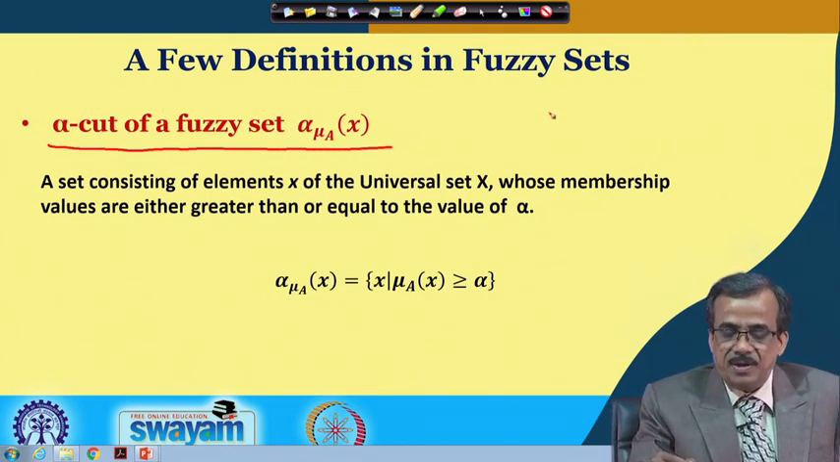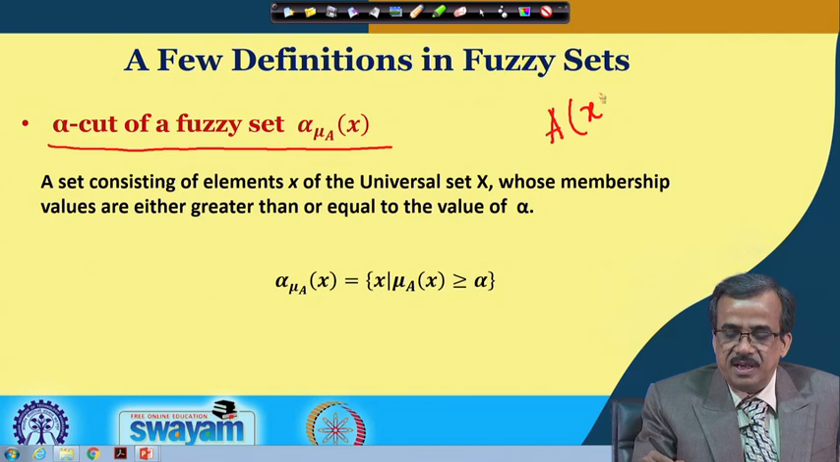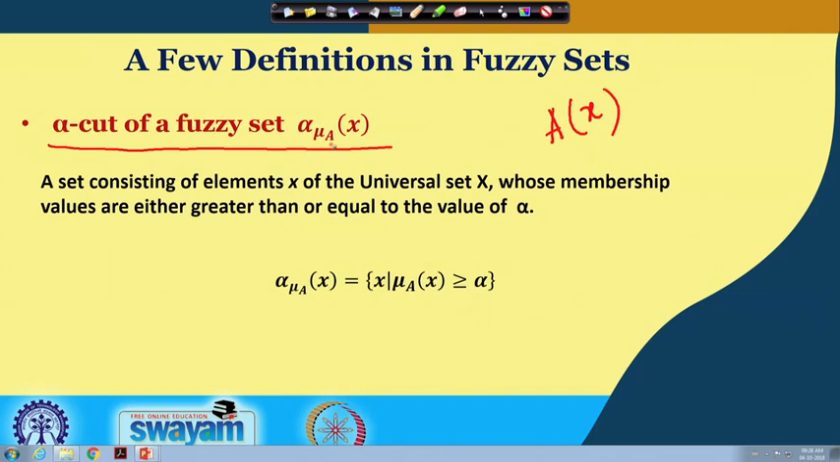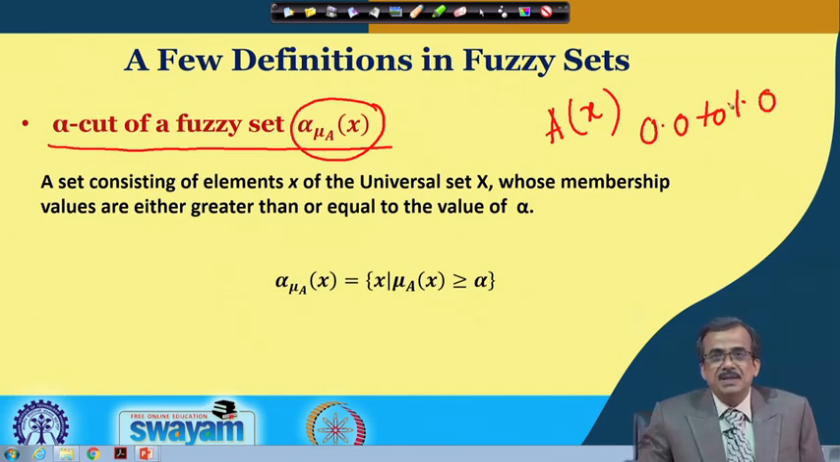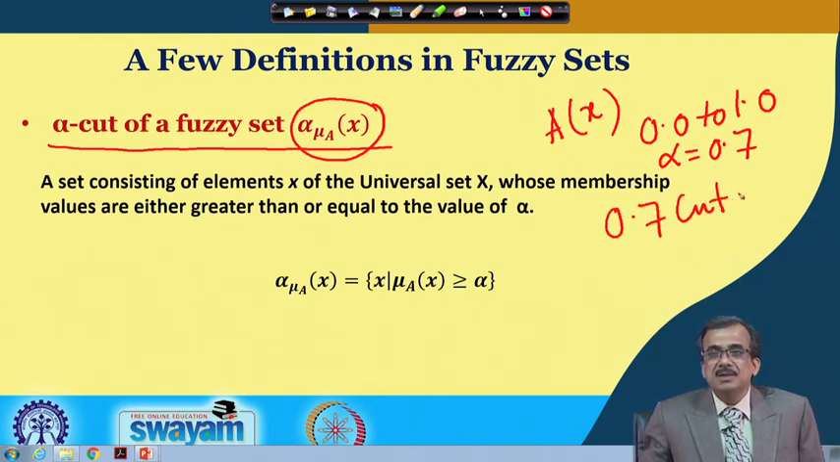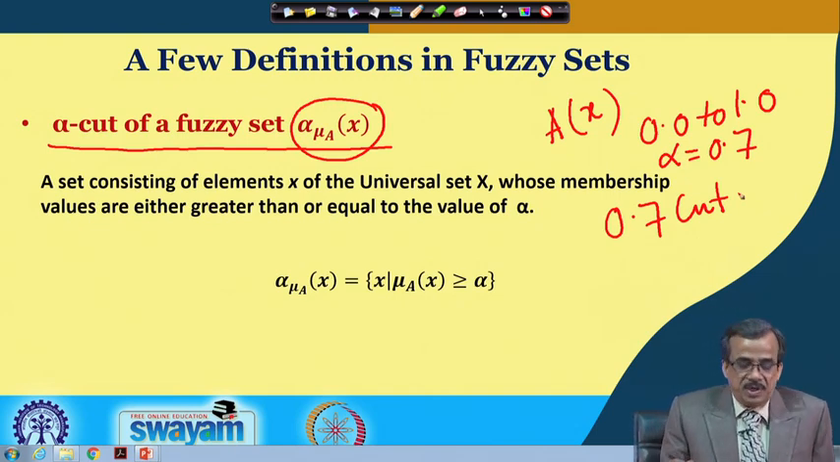Now, supposing that I have got a fuzzy set which is denoted by A(x). Now, its alpha cut is represented by alpha mu A(x). So, this is nothing but the alpha cut of a fuzzy set. Now, the value for this alpha will vary from 0.0 to 1.0. Now, if I insert a particular value for alpha, for example, say alpha equals 0.7, truly speaking, I am just going to find out what should be the 0.7 cut of a particular fuzzy set.